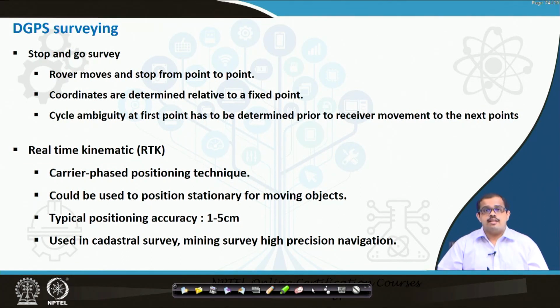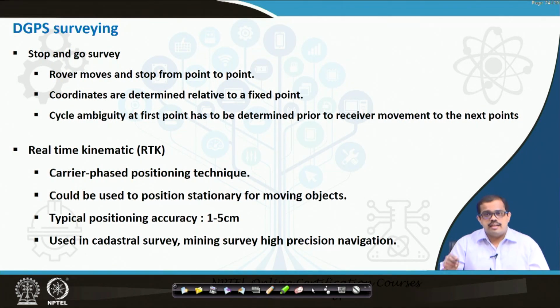Coordinates are determined relative to the fixed point, which is the biggest advantage, or sometimes a disadvantage. The cycle ambiguity of the first point has to be determined prior to the receiver's movement to the next point. If that ambiguity is not determined, then you are missing out on the entire error that may be induced in this particular system. The error may be up to even less than a meter.